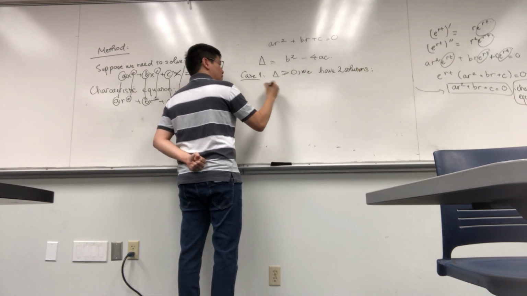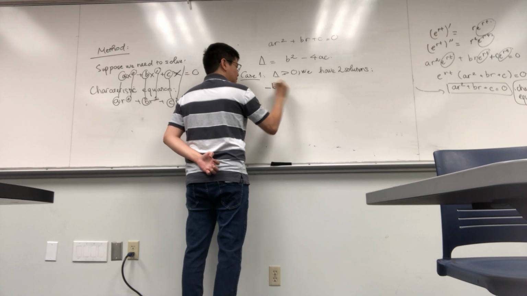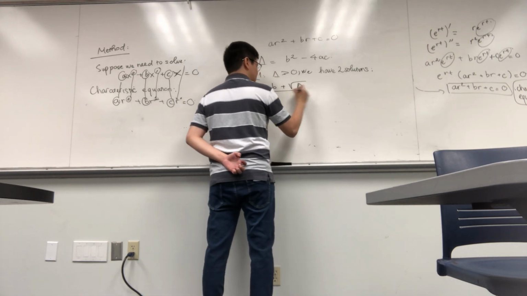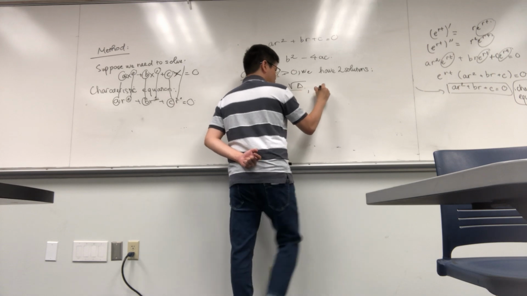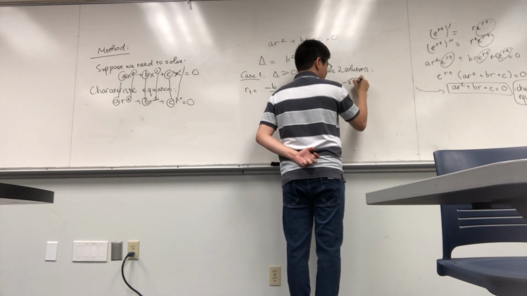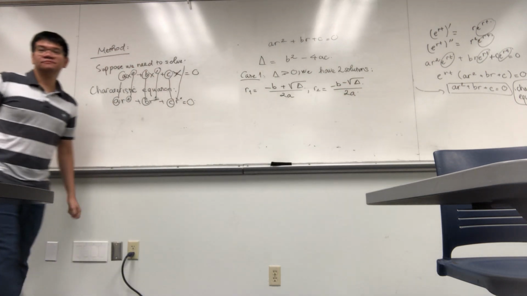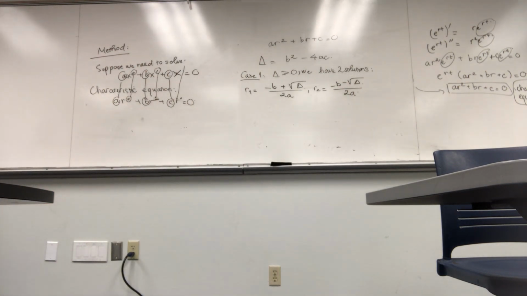Which is minus b plus the square root of delta over 2a for r1, and r2 will be minus b minus the square root of delta over 2a. All right? It's good. So this is a quadratic equation.